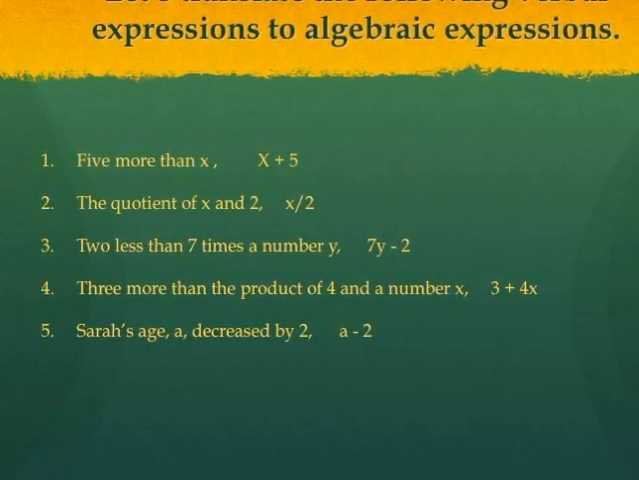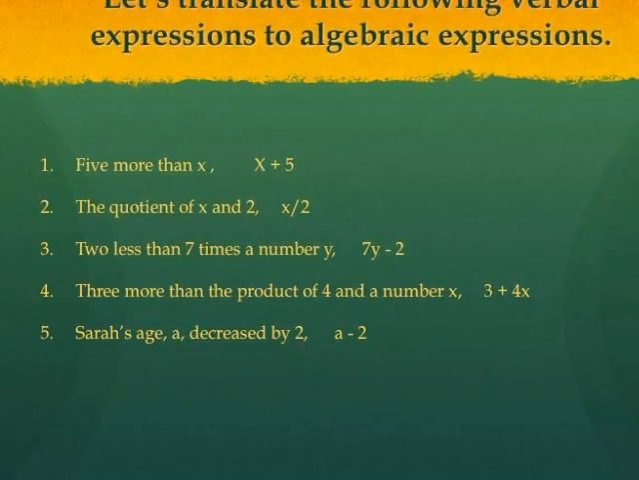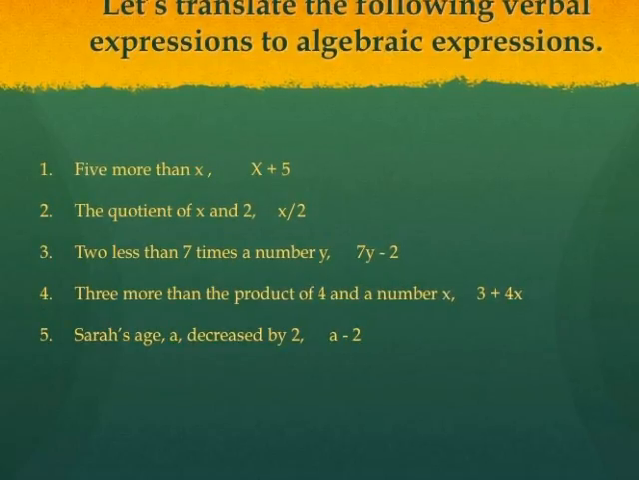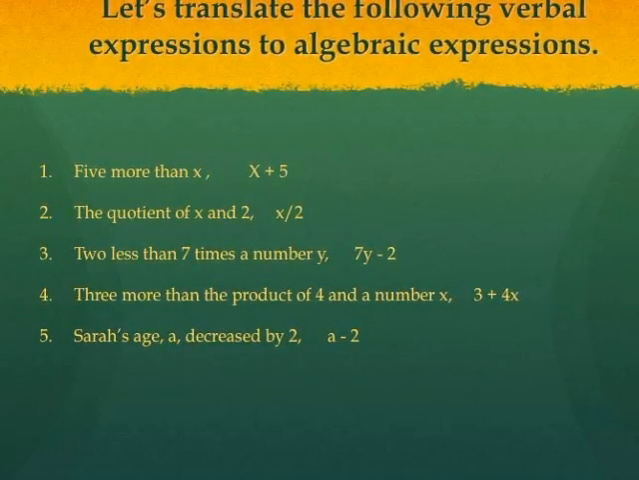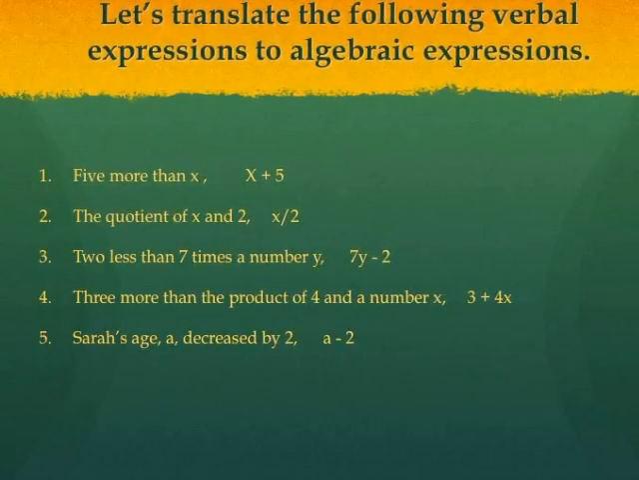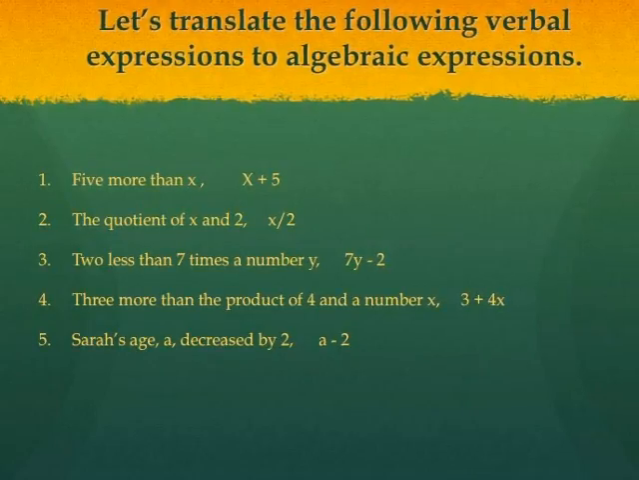Number 4 says 3 more than the product of 4 and a number x. So 4 times the number is 4x. And 3 more is 3 plus 4x. So 3 plus 4x should be your solution.